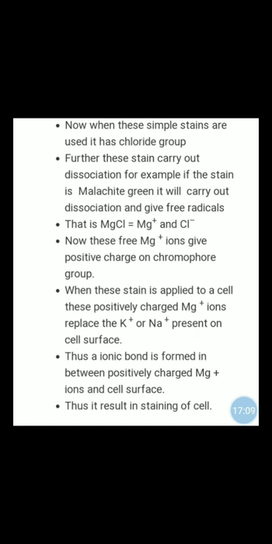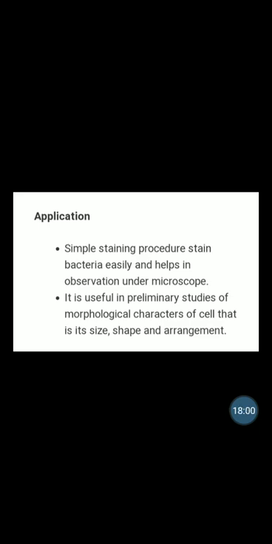When this stain is applied to a cell, this positively charged Mg plus ion replaces the K plus or Na plus which are present on the cell surface. Thus an ionic bond is formed between the positively charged Mg plus ions and the cell surface, and thus there is staining of the cell. This is the mechanism of simple staining. Then we will see the application.